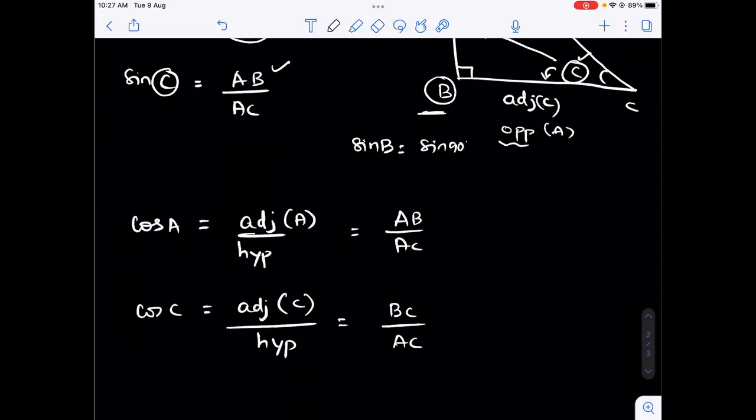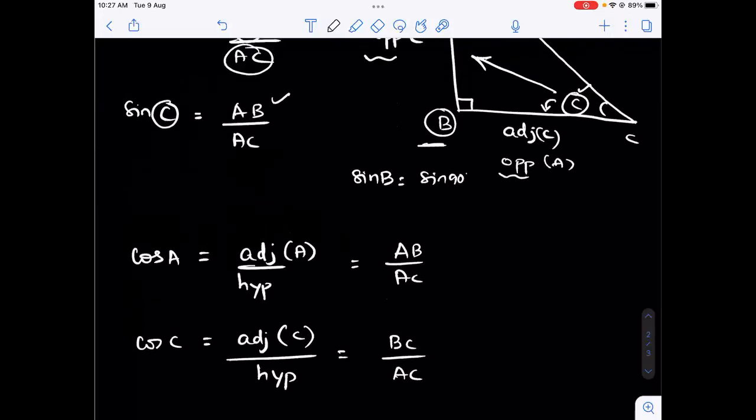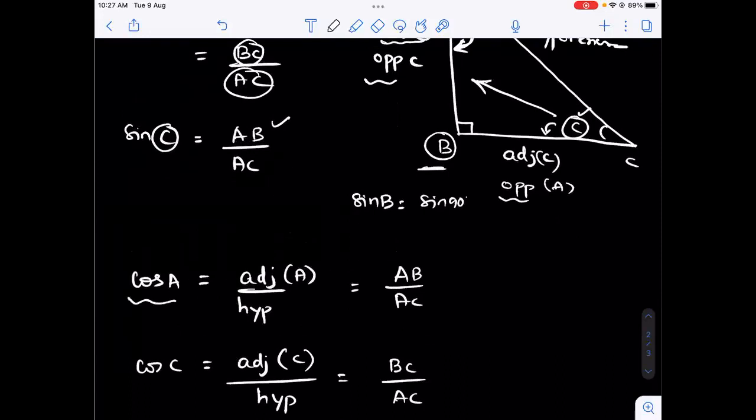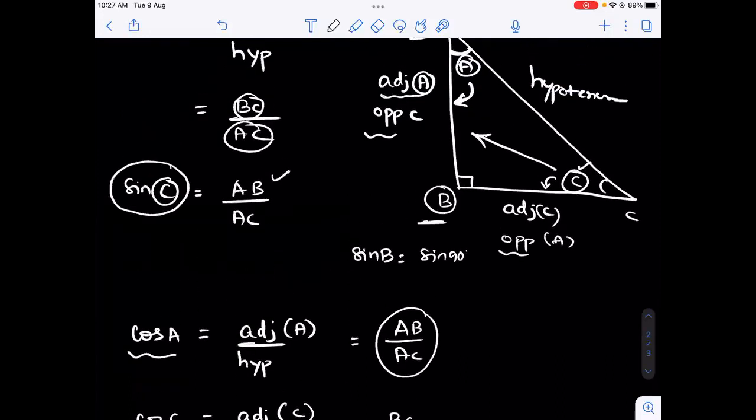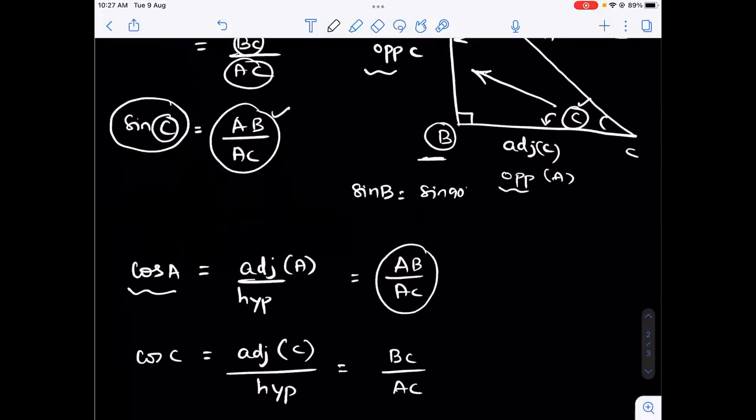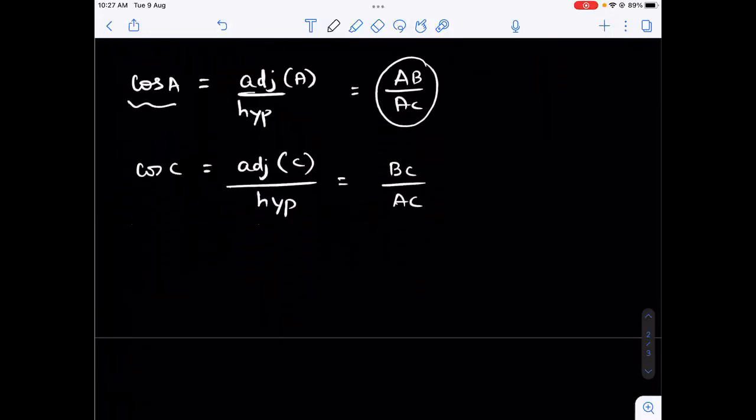There is one important takeaway. If you observe cos A, that is AB by AC. If you observe sin C, that is also AB by AC. So cos, okay, I'll come to that. If I tell everything at one stretch, we'll get confused. Okay, so this point is clear with respect to cos.